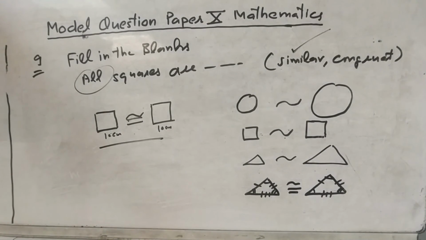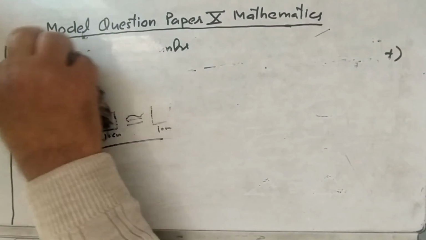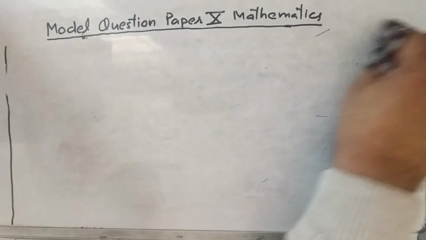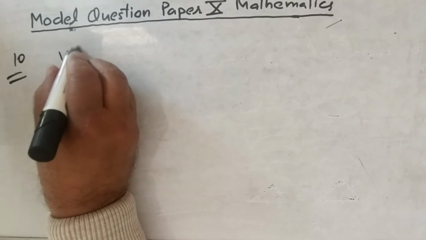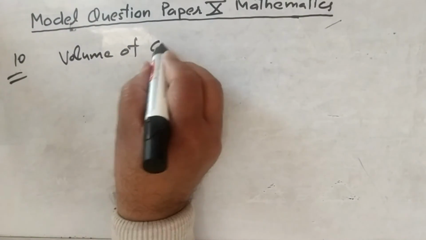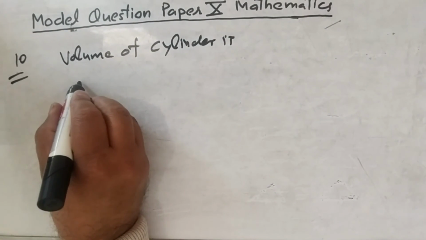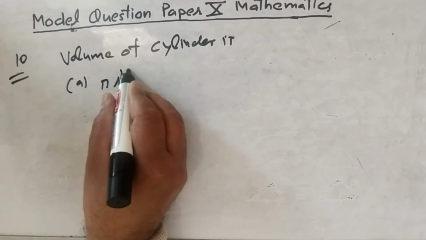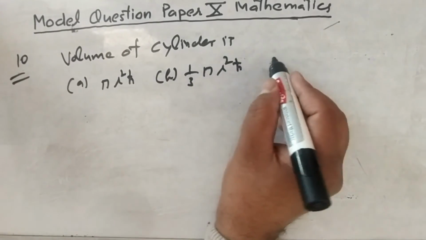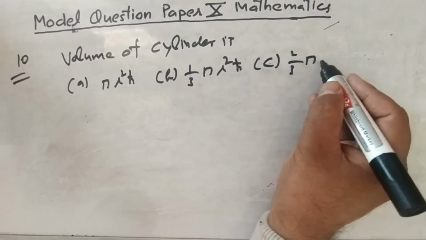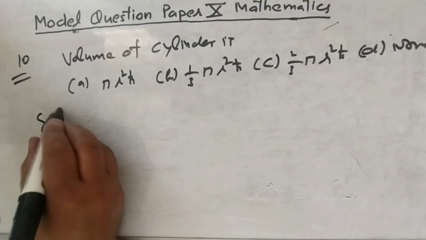We have your question number 10. I'm coming to your question number 10, children. In question number 10, he is asking the volume of a cylinder is: A part is pi r square h, B part is 1 by 3 pi r square h, C part is 2 by 3 pi r square h, and D part is none. This is the question. Okay, children, let us start.